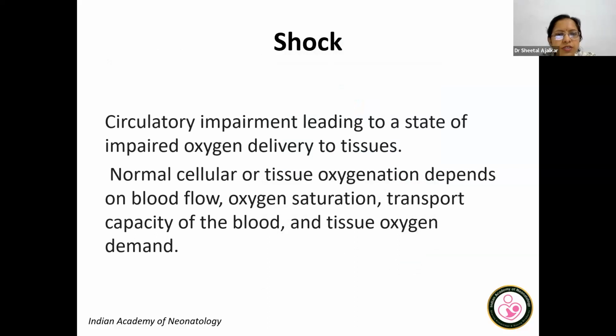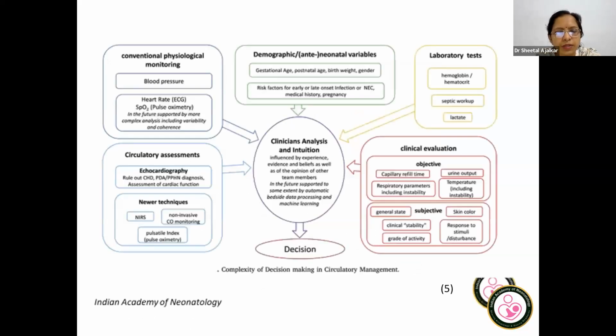So, what is shock? Circulatory impairment leading to a state of impaired oxygen delivery to tissues. Normal cellular or tissue oxygenation depends on many factors, as we know: blood flow, oxygen saturation, transport capacity of the blood, and tissue oxygen demand. So we have to consider that it is not a single thing to define hypotension. There are multiple variables which come into play.